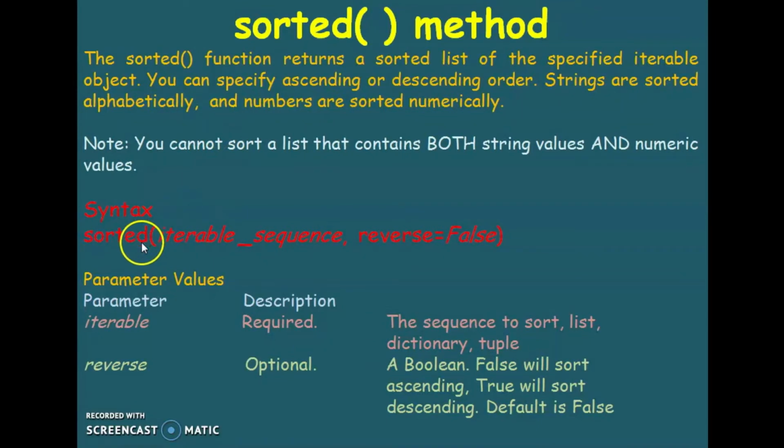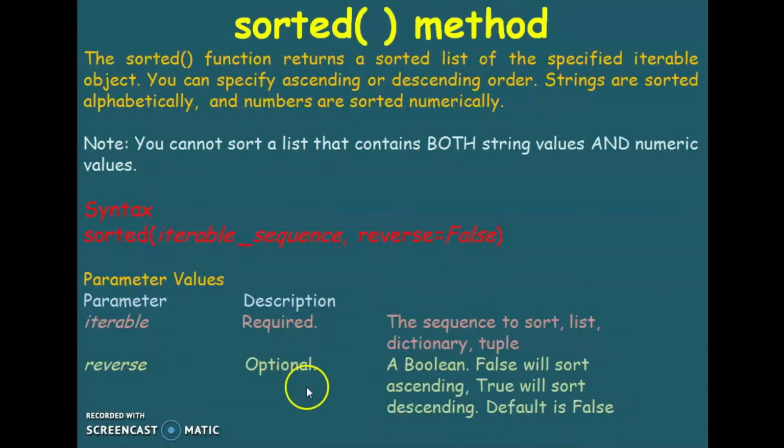The syntax is sorted(iterable, reverse=False). These are the two arguments of this sorted method. Iterable means that is required. We have to specify the sequence to sort. That means that's a list, dictionary or tuple.